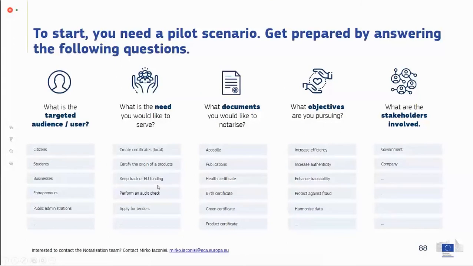We have seen a number of needs as well there. The third element you need to think about is obviously what document you would like to notarize. Again, I go back to the examples that we have seen: the apostille, publications, health certificate, birth certificate, green certificate, product, organic product certificate. So thinking about the document you want to verify is also very important.